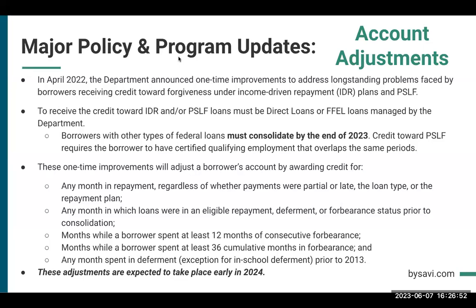If you're a borrower that has been paying on your loans for that 20 to 25 year period already, the Department of Education will start giving out that loan forgiveness later this summer. We expect these adjustments to be fully implemented in early 2024. So once we know more about the timeline and know that the updates have occurred, we will be sure to notify all of you. That way you can see how these adjustments have affected you and hopefully put you closer to forgiveness.